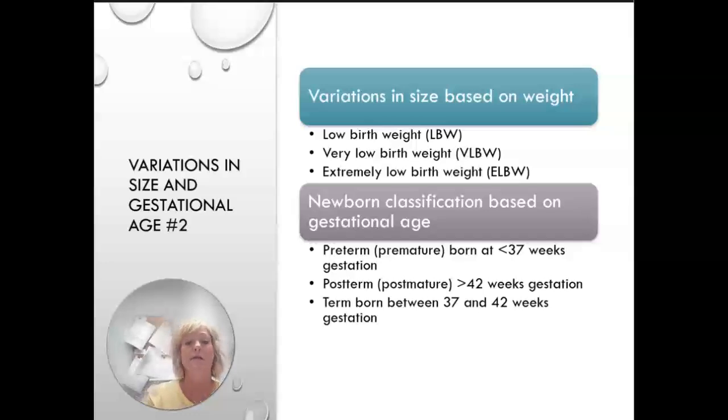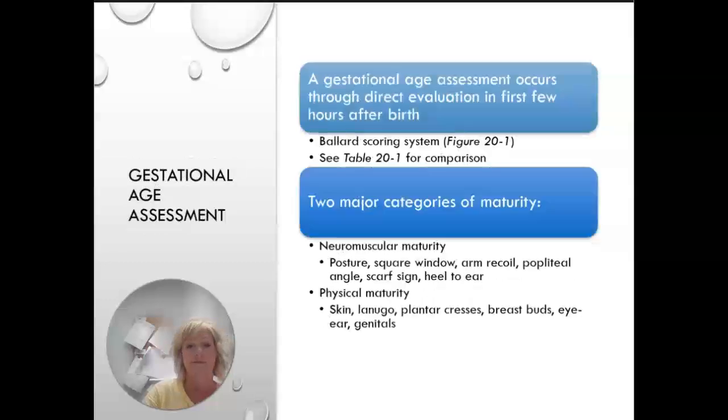So if you've got a mom that comes in and she's 37 weeks and 5 days, they're going to consider her term. If she comes in and she's 36 weeks and 7 days, that's less than 37. So that's going to be preterm.